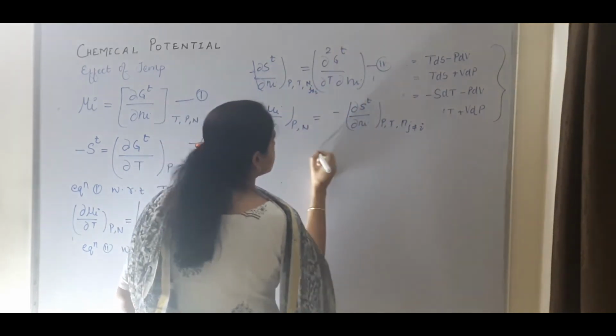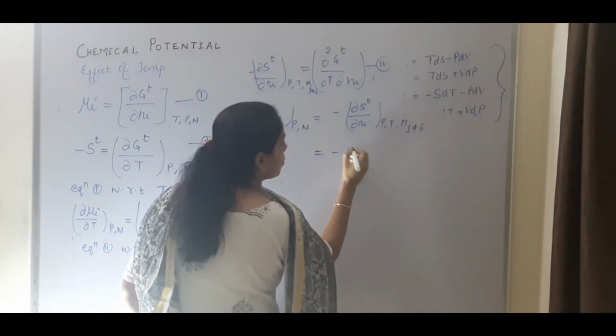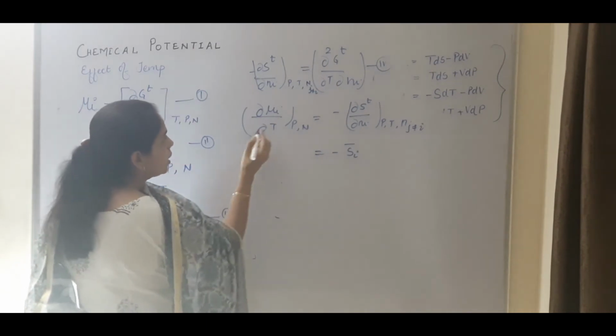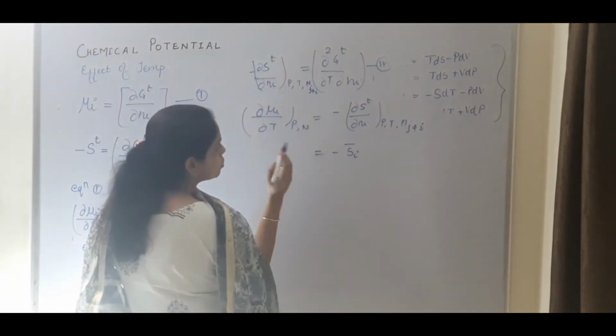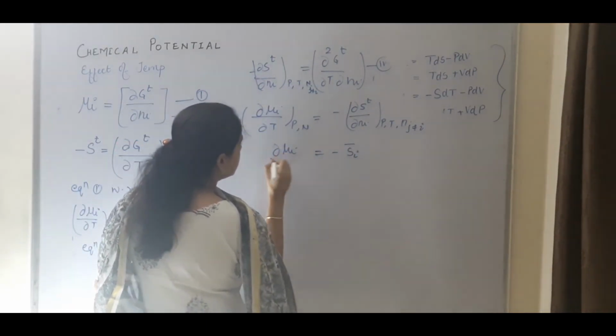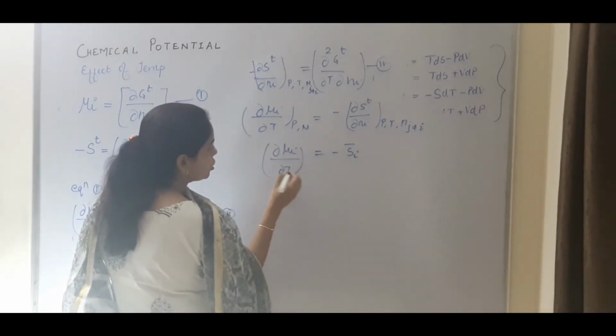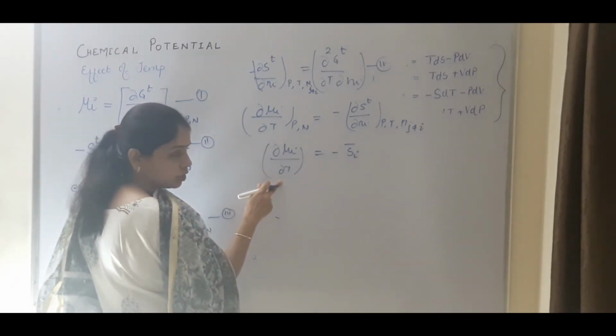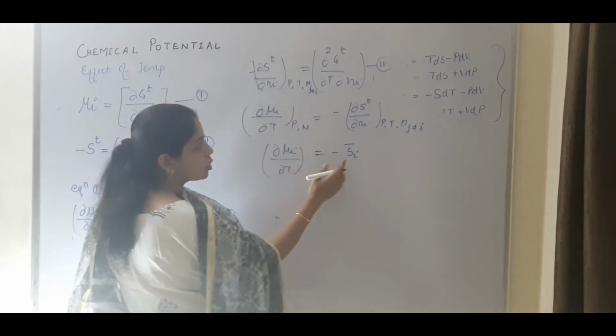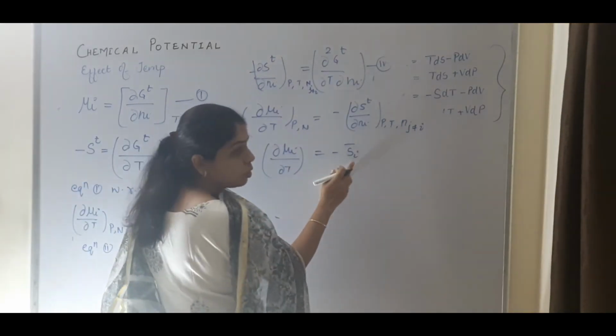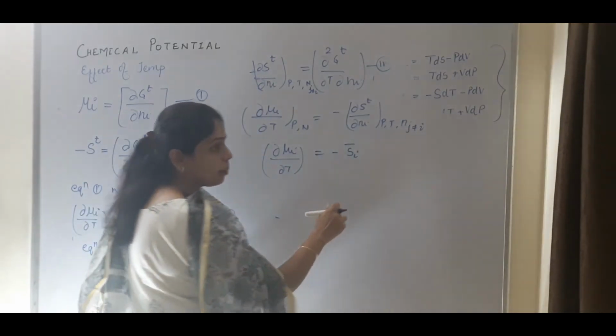So this is a partial molar property of any component i, right? So ∂μ_i upon ∂T is equal to this. That means the change in chemical potential with temperature is equal to minus the partial molar entropy of any component i.